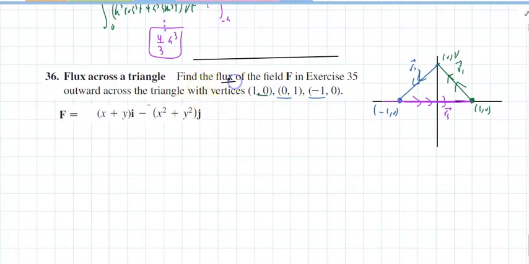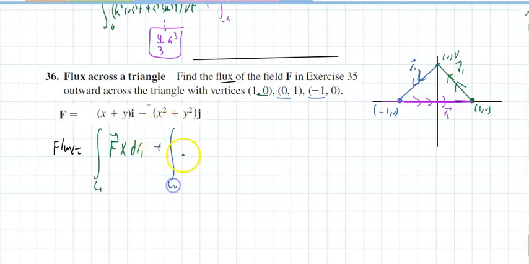What do we want? We want to find the flux. Well, the flux is going to be the flux along R1 plus the flux along R2 plus the flux along R3. So how hard is the problem? How quickly can you get R?